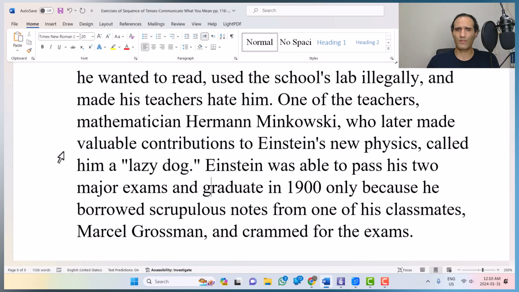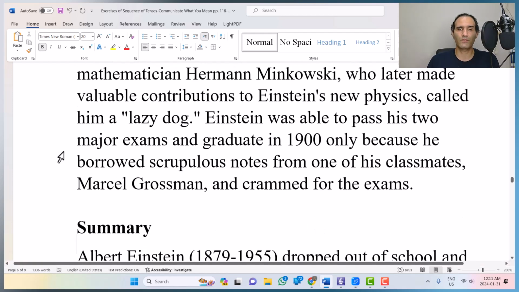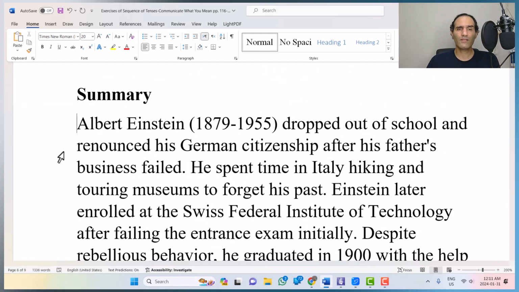Interesting. So, scrupulous notes, carefully detailed. So, the notes that a student has taken in the class and they were carefully done, he borrowed those notes and then crammed for the exams. So it means a short time before the exam, he just read, and he memorized all those facts for the exams. That way he could pass the exams. Interesting. And now the summary of the part.